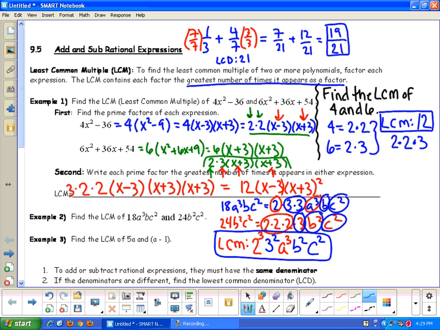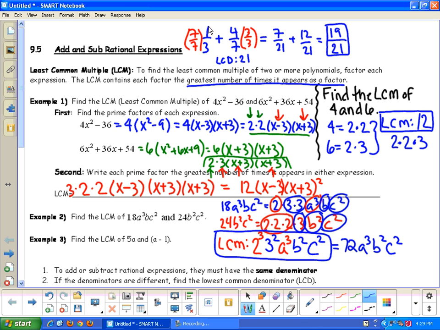So 2 to the third is 8, and 3 squared is going to give me 9. So 8 times 9 is 72. So that's also the same thing as 72 a to the third b squared c squared. So you can write it either of the two ways.